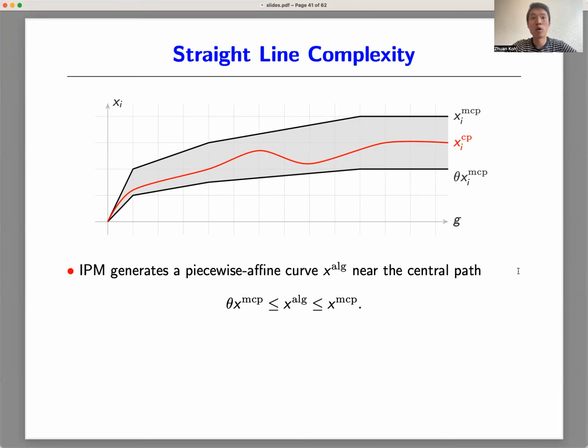Now, what a path following interior point method does is it generates a piecewise affine curve, xlg, near the central path. Since it closely mimics the central path, the trajectory of the IPM also lies in the theta neighborhood of the max central path.